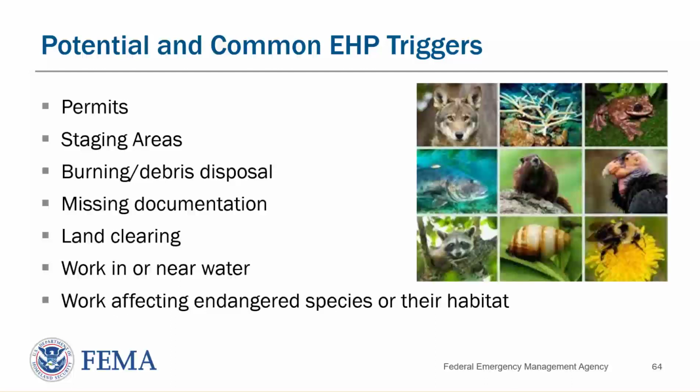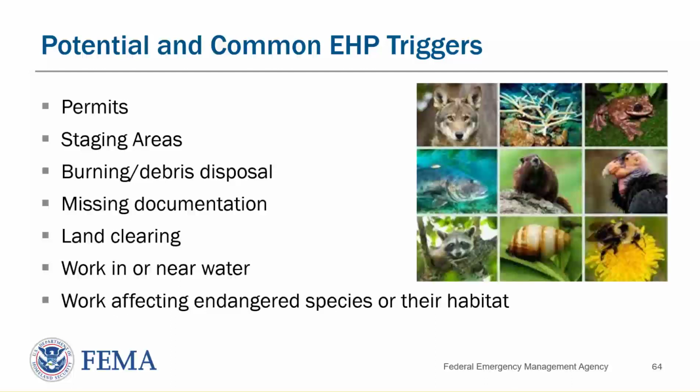Also, any requirements that existed prior to the disaster still apply. You're not exempt from local and state procurement processes. And missing documentation could also create some sort of EHP trigger. So if you're missing documentation that you need, that will slow down the process if you don't have your permits in time.